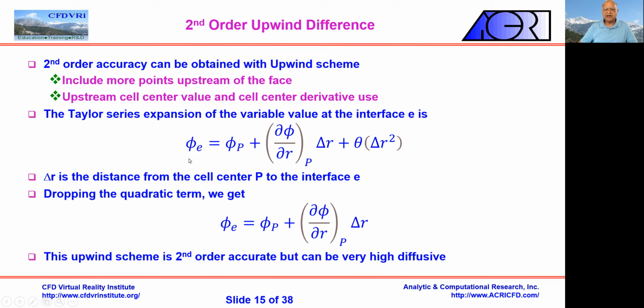So basically we're saying phi E is phi P plus the gradient multiplied by the distance, so this would be on the order of alpha r. We go one more point up because d phi dr would be computed, so even the point on the west side comes into the picture. There will be phi P, phi E, and phi big E and phi big W entering because of the gradient conditions here. Dropping the quadratic term, we get this Upwind scheme. It is second order accurate now, but it can be quite diffusive in some circumstances.